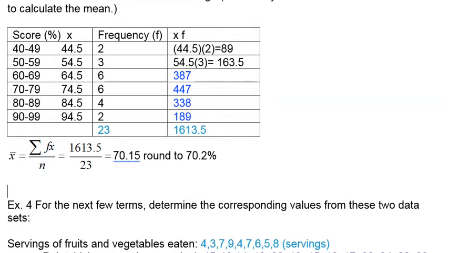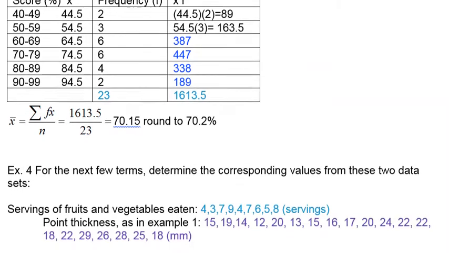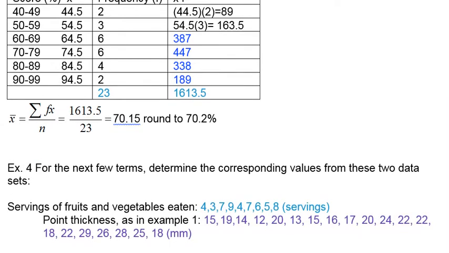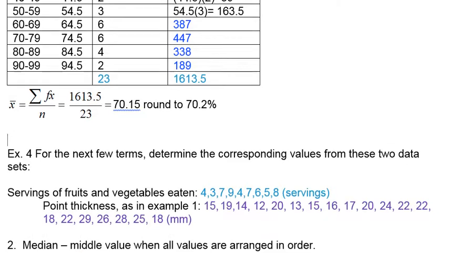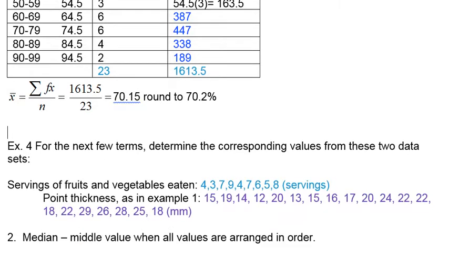Okay, so we're going to look at a few other ways of measuring the center, because the mean is only one way of doing it. And we're going to use the same point thickness example, that 20 data point set, and another example that is servings of fruits and vegetables eaten. So the second way, because the mean was the first, of looking at the center is something called the median.